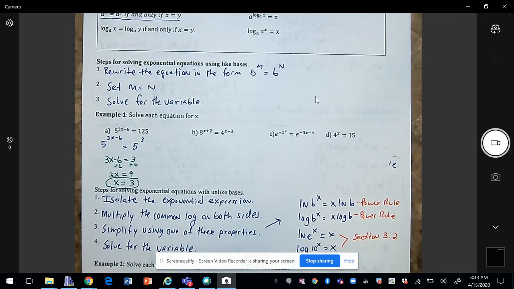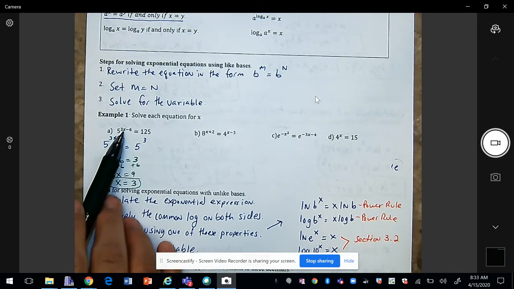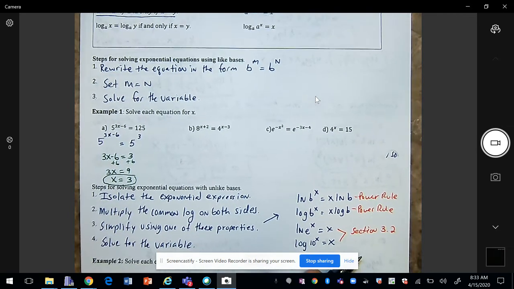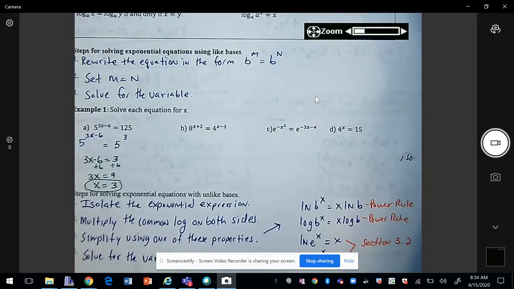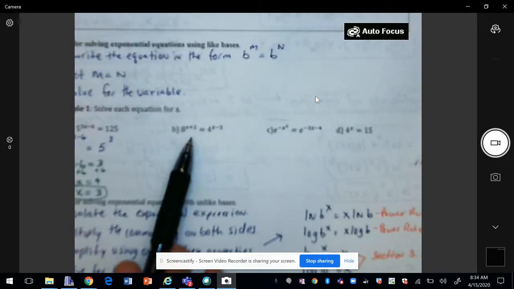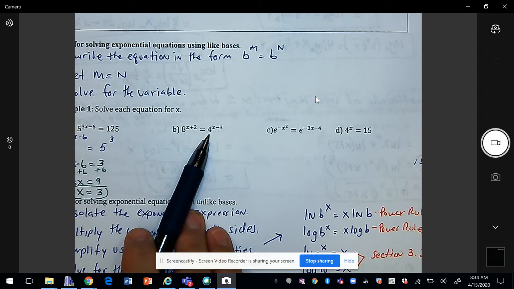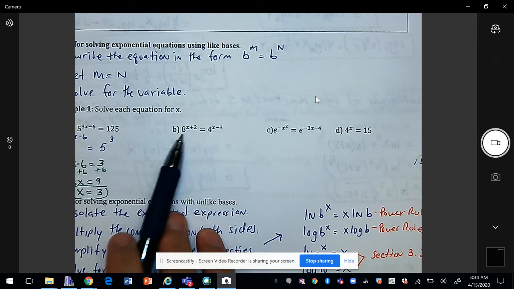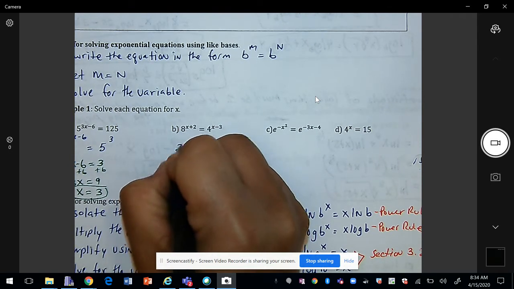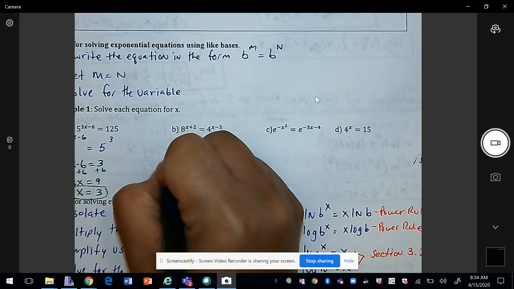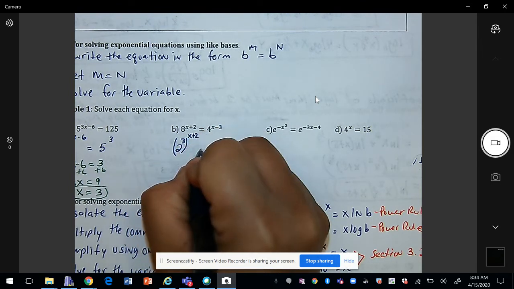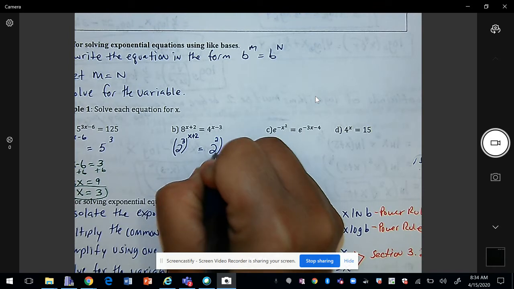Okay, so we have to use these properties in order to solve for x, since x is an exponent. So let's look at letter B. For B, we have 8 and 4. What we can write these as is 2 cubed for the 8 and 2 squared for the 4.